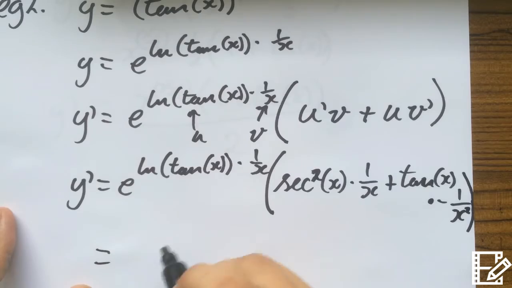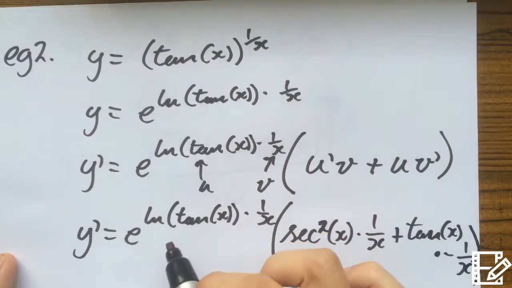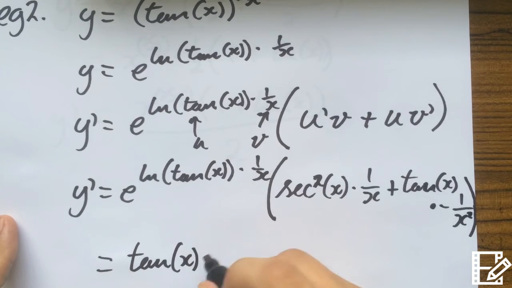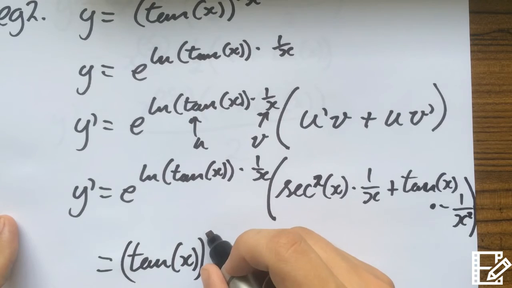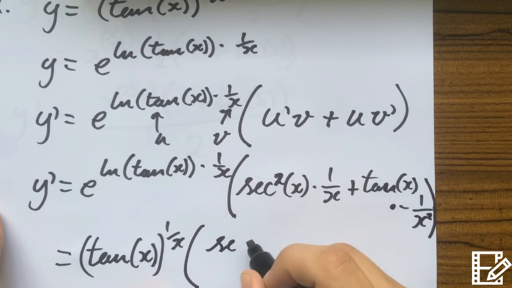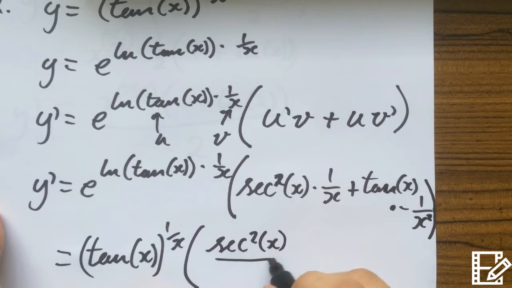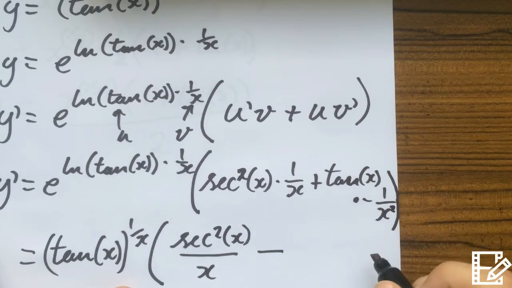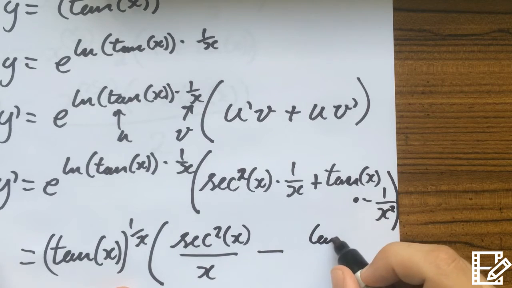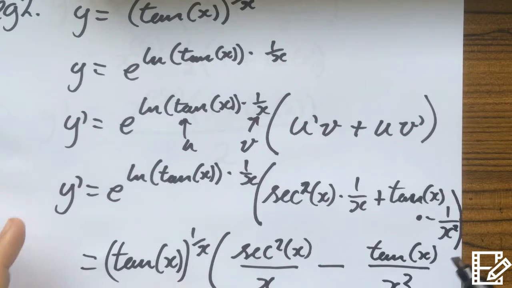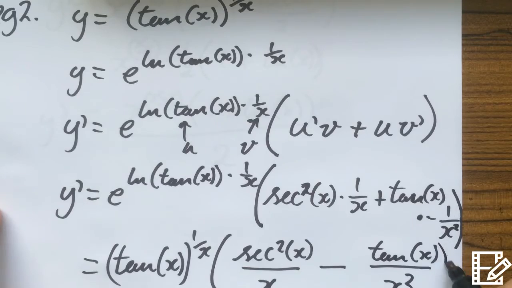Okay, I'm going to revert this back to what we started with because that equals the same thing. So I'm going to have tan x to the power of 1 over x multiplied by secant squared of x over x, because I'm just multiplying onto this fraction, minus, because we have a negative here now, tan x over x squared. Okay, and the final bracket.